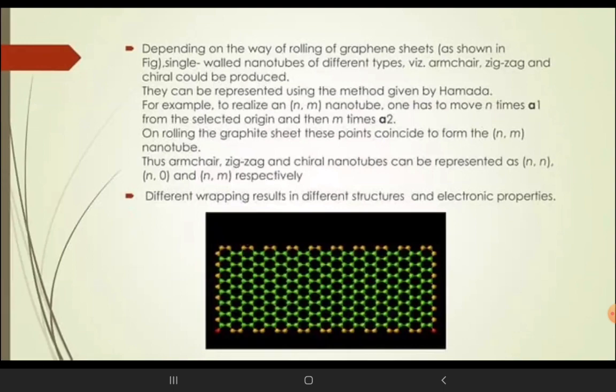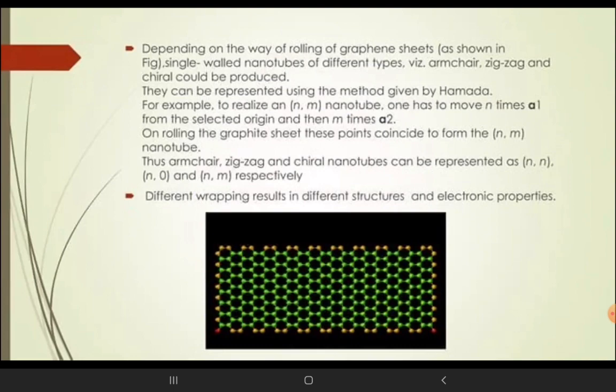Depending on the way of rolling of graphite sheets, single-walled nanotubes are of different types. Namely armchair, zigzag, and chiral could be produced. They can be represented using the method given by Hamada.